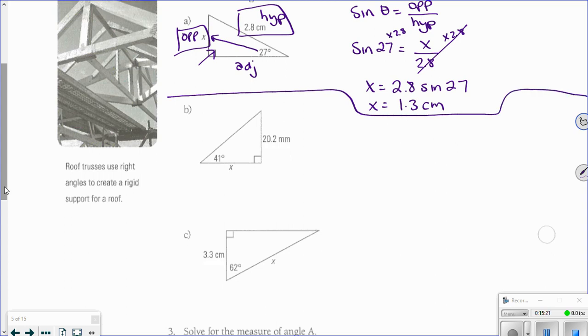Okay, the next one, start by assigning our sides. Right angle points at the hypotenuse. Our angle that we know points to the opposite side, which makes the third one the adjacent. In this case, we know a number for the opposite. We're trying to find the adjacent, so our formula has to have those two in it. That's going to be the tan formula.